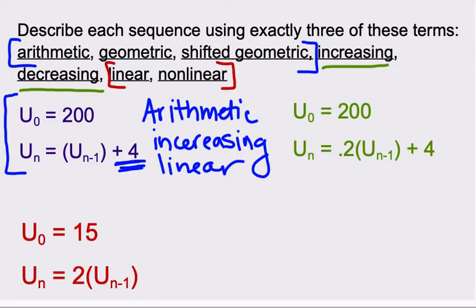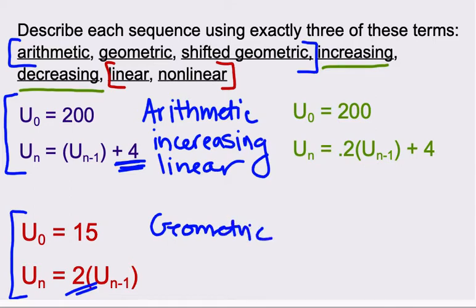All right? Look at this red one down below. U sub 0 equals 15. U sub n equals 2 times the previous term, 2 times u sub n minus 1. Well, I hope that this is a big clue to you that with multiplication, there's a common ratio. So we're living in geometric. Hopefully you can see, I didn't spell increasing right there, did I? That it's increasing.